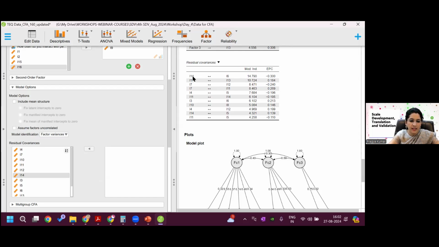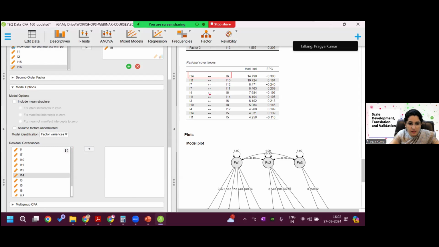Okay. So you can see this arrow between item 14 and item 6. But these modification indices should be of the same factor. Item 14 is in one factor and item 6 is in the other factor. Similarly, 11 and 13: 11 is in one factor and 13 in some other. So all these are in some other factor, and that's why we will not enter these in residual covariances.